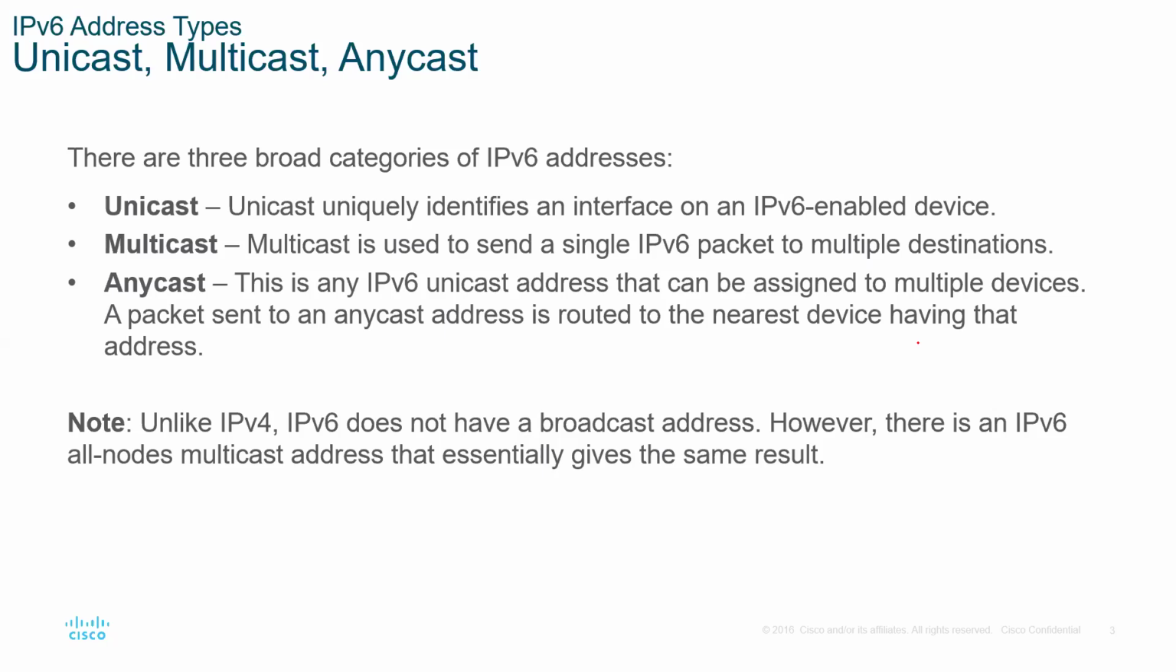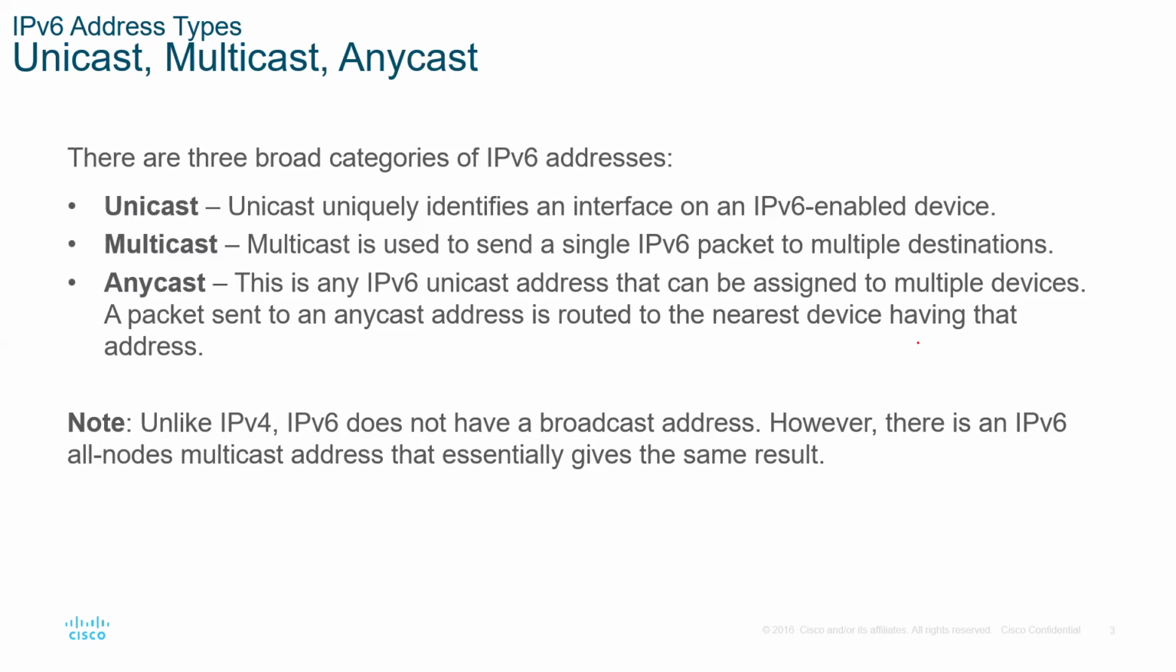So the unicast uniquely identifies an interface on an IP version 6 enabled device, while the multicast is used to send single IP version 6 packets to multiple destinations, like we have seen yesterday. But the anycast is any IP version 6 unicast address that can be assigned to multiple devices. A packet sent to an anycast address is routed to the nearest device having that address.